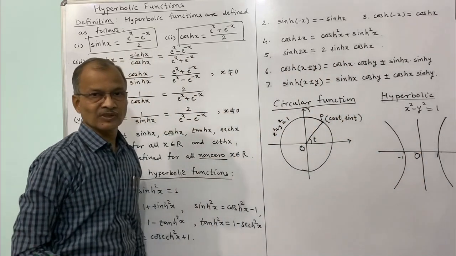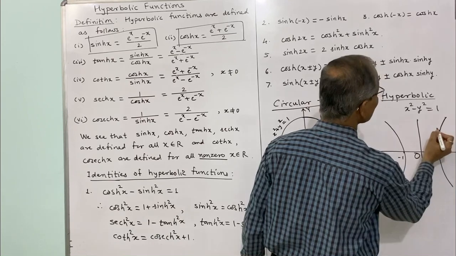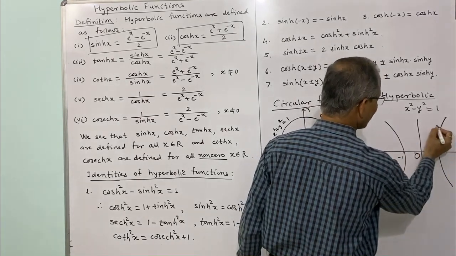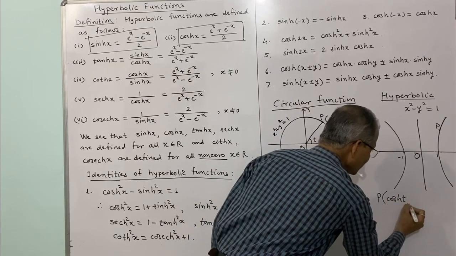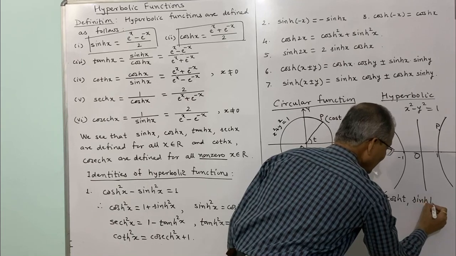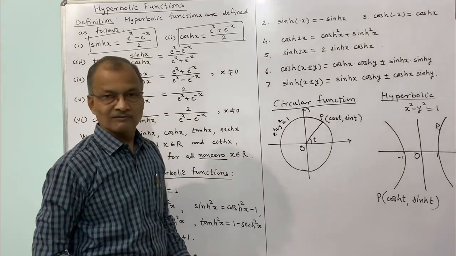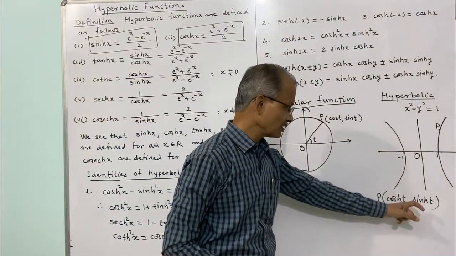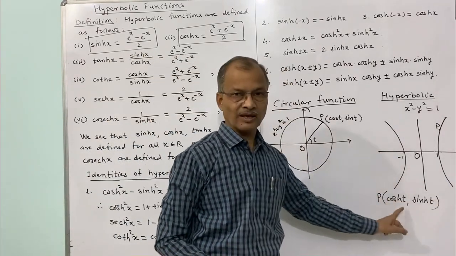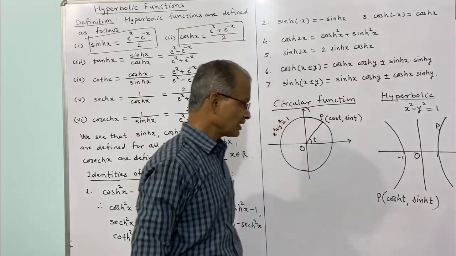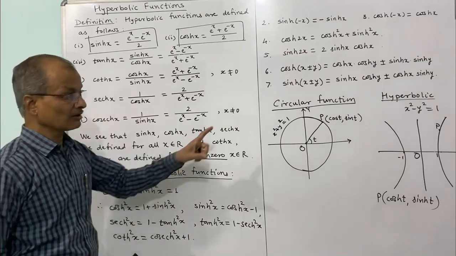And if you consider a point P on this hyperbola with coordinates hyperbolic cos t, hyperbolic sin t, then that point P satisfies this equation, x square minus y square is equal to 1. That means hyperbolic cos square t minus hyperbolic sin square t is equal to 1. Or in place of t we may write x: hyperbolic cos square x minus hyperbolic sin square x is equal to 1. So this is the difference in the identity and also in the curve.